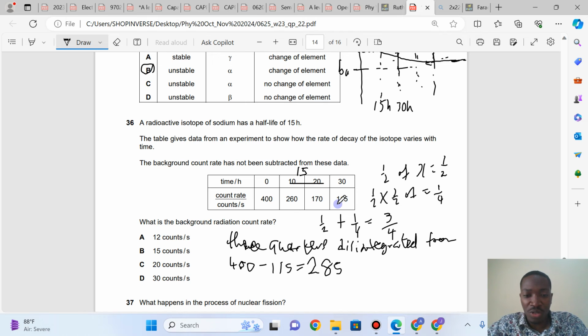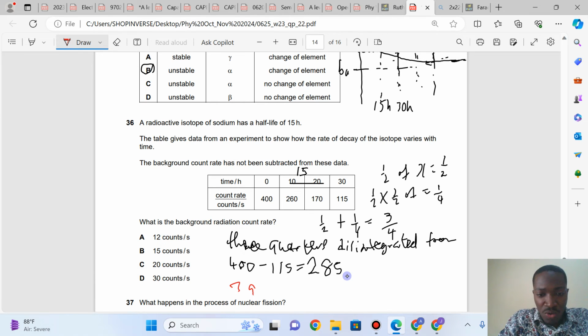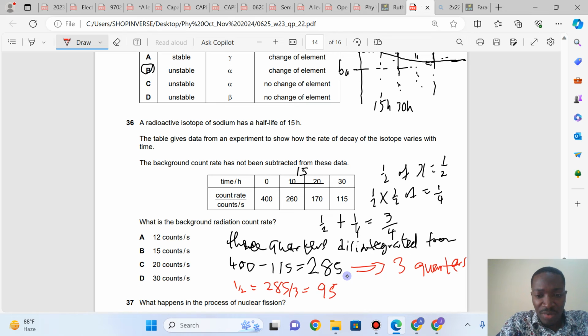So what we want, if three quarters represent this, what will one quarter become? Let me just say this 285 represents three quarters. That simply means a quarter will be what? Will be this 285 divided by 3, and that will be 95. Good, 95. That simply means between this and this, 95 would have gone.